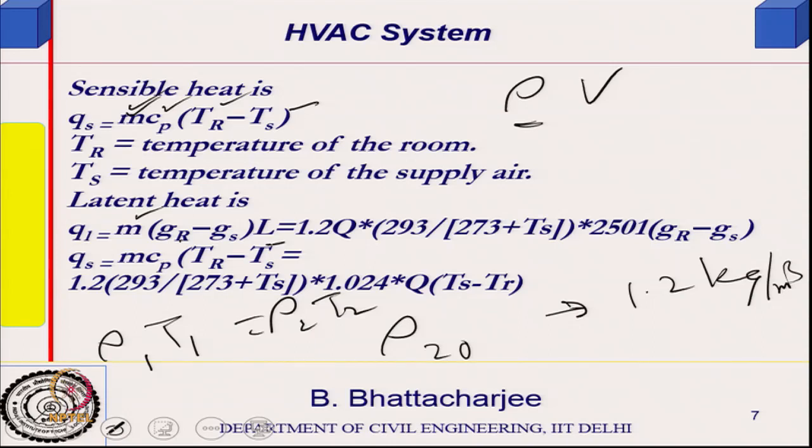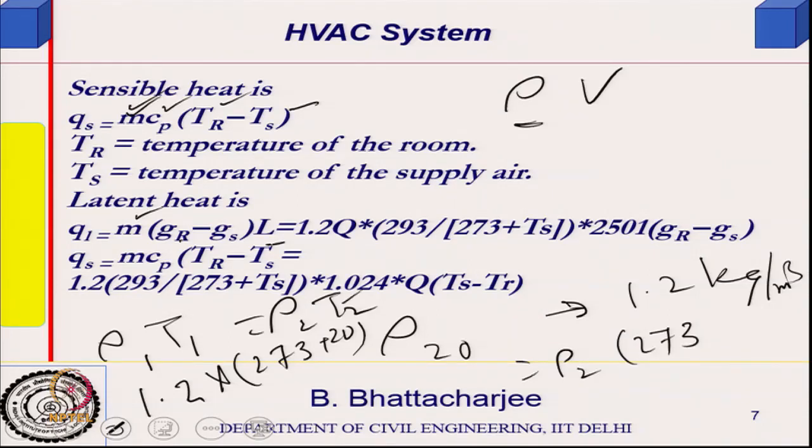So therefore, at 20 degrees centigrade, 1.2 multiplied by 273 plus 20 is equal to rho 2 into whatever the T is. This is all in absolute temperature, so 273 plus whatever my T is. Therefore, what we do is 1.2 Q, where Q is the flow rate, not V, into 293 divided by 273 plus supply air temperature, right.